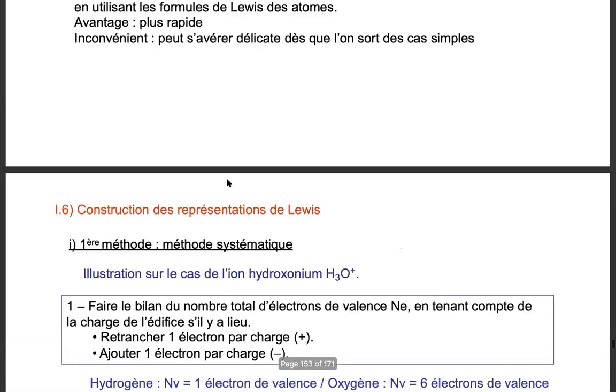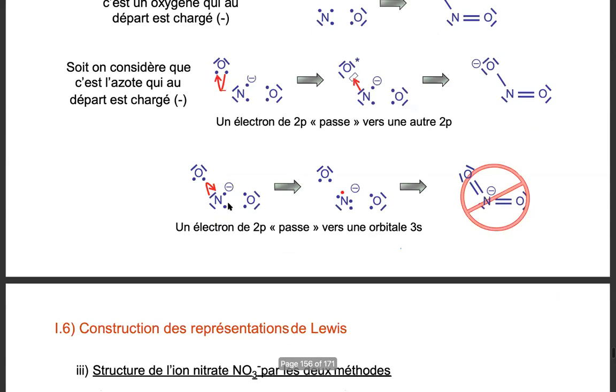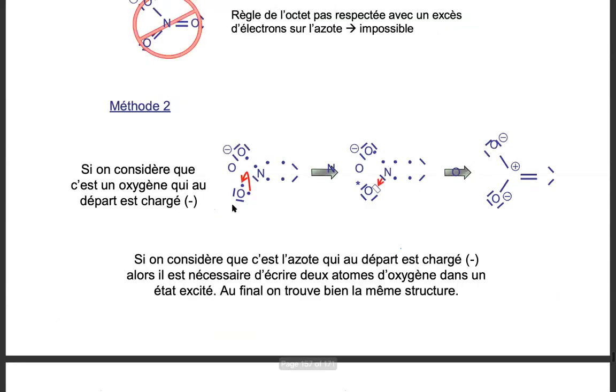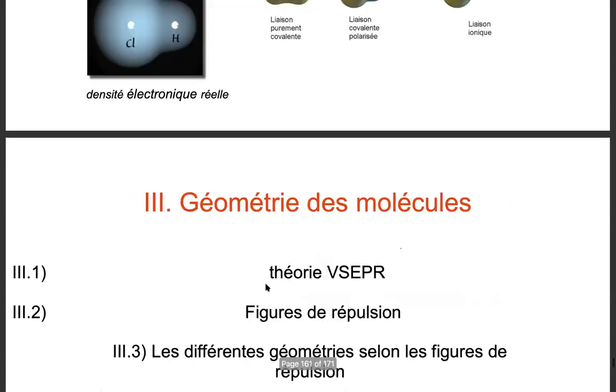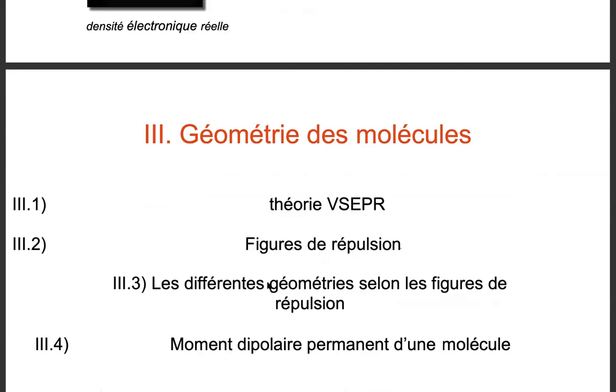We did Lewis structures yesterday. Today we're going to look at characteristics of covalent bonds. The energy needed to break these is lesser as compared to that of ionic bonds. Now here we are going to look at geometries of molecules. There is the valence shell electron repulsion theory, called the VSEPR theory.